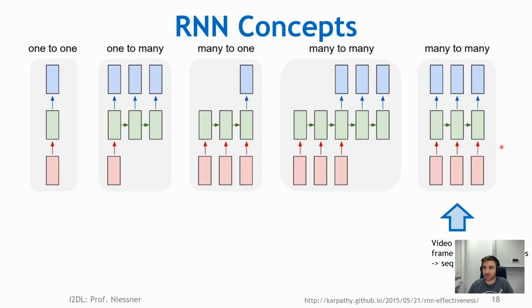The final case is another many-to-many relationship. For example, video classification on a frame level. So basically for each of the frames, we immediately want to do the classification. For example, checking if a frame shows a dog. And here we can immediately perform this on a per frame basis. But still we have a series, so many input points, but we also have many output points.